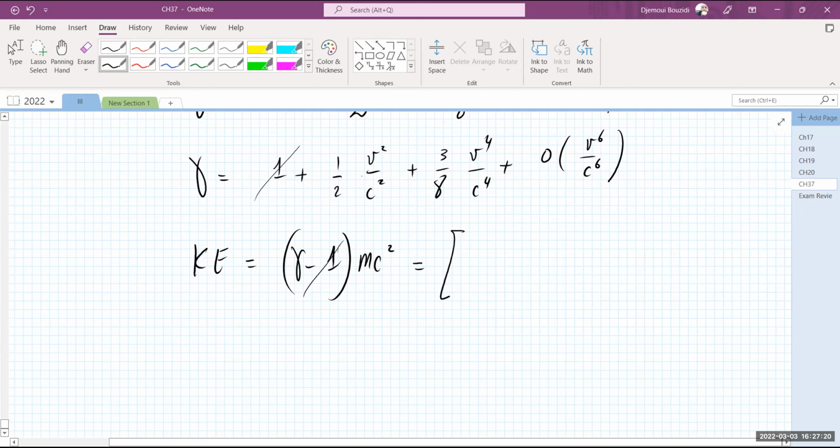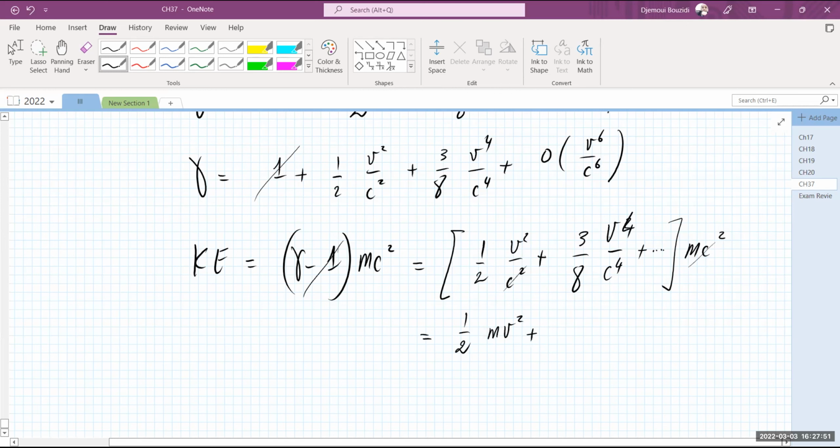So I need to at least get the first leading term, which is 1/2 times v squared over c squared, plus, if I'm being a little bit more ambitious, I can take the second term, which is 3/8 of v to the power 4 over c to the power 4, plus stuff that I'm neglecting, the whole thing times mc squared. Well, the first term, c squared and c squared cancel. So I'm left with 1/2 of mv squared plus 3/8 of mv to the power 4 over c squared plus stuff that I'm neglecting.